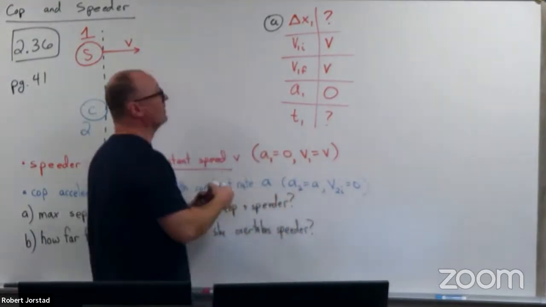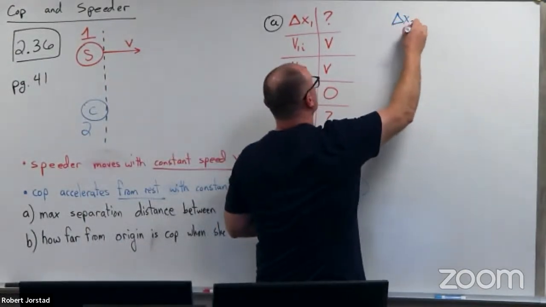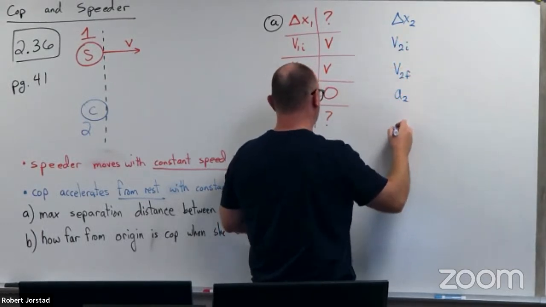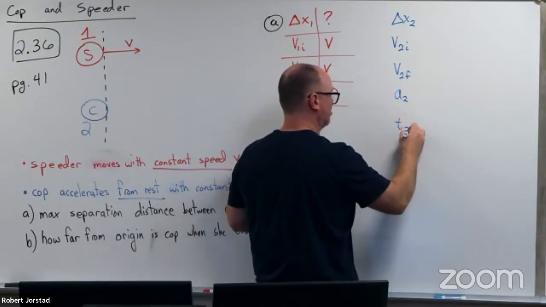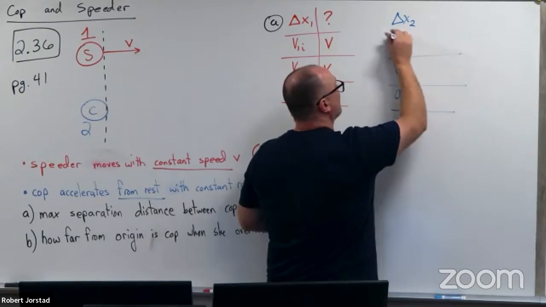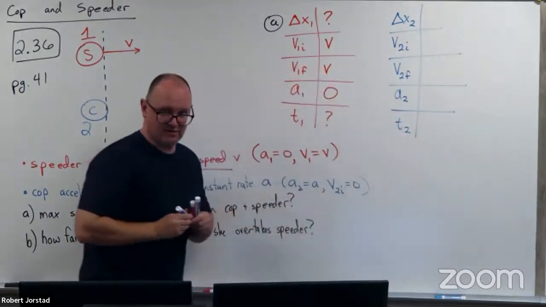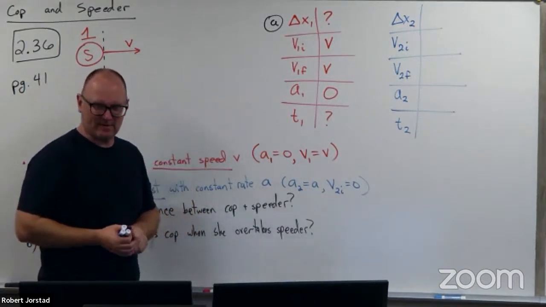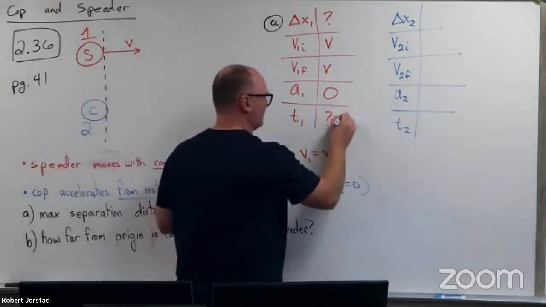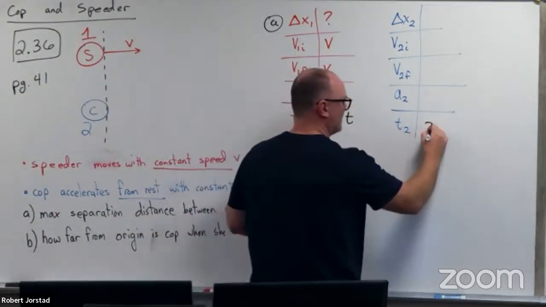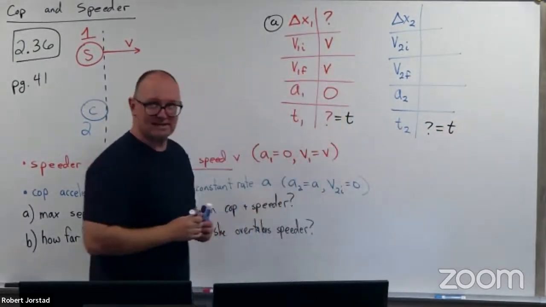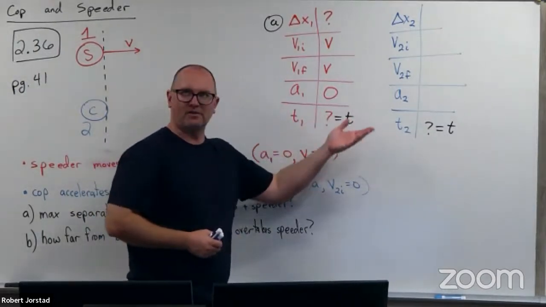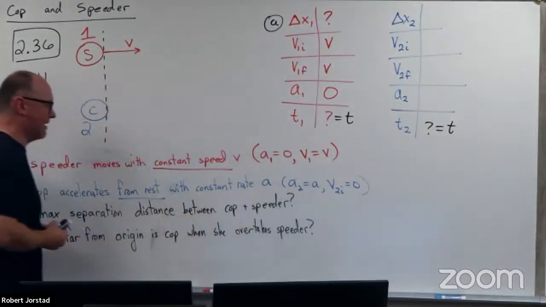Let's do object 2. Delta X2, V2 initial, V2 final, A2, and T2. Now, wait a second. This is kind of interesting. In this particular problem, the two objects are driving for the same amount of time. So to make this a little bit easier, I don't know the time, but I could call it T. That helps me reduce the number of unknowns in my equations. I don't have to deal with T1 and T2. They're all the same time T.